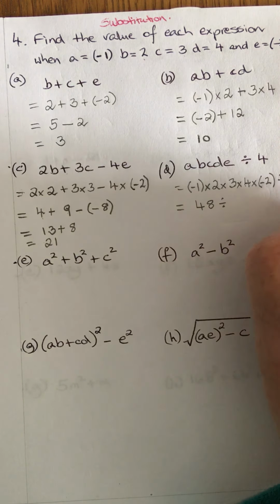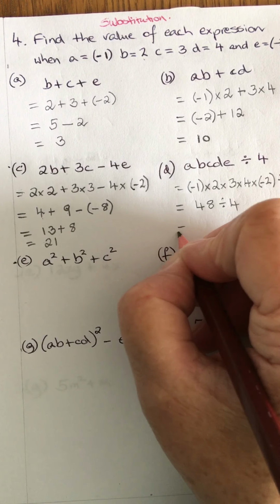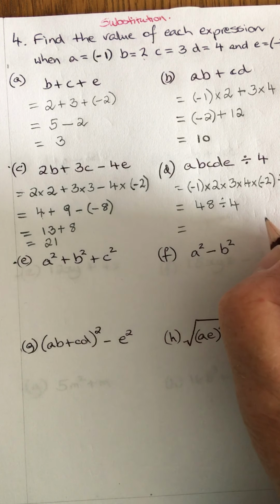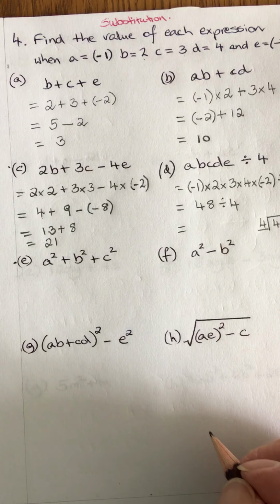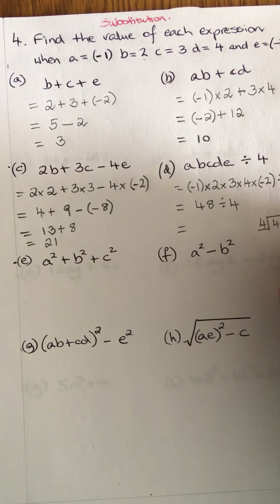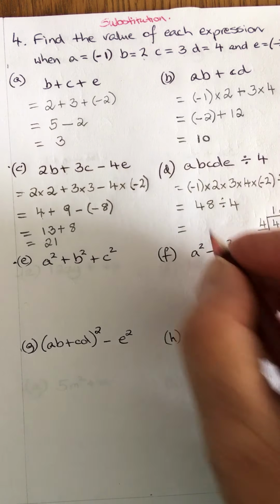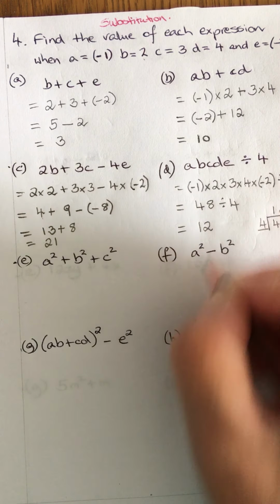And we still have got the divided by 4 to do. 48 divided by 4, you might need to do a bus stop sum. So 4 goes into 4 once, 4 goes into 8 twice. The answer is 12.